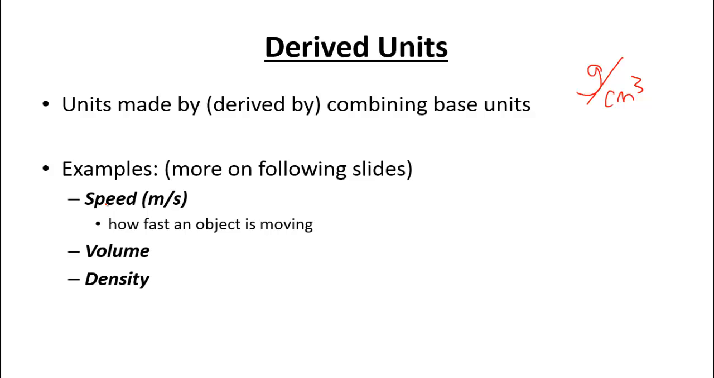Couple examples now. So we got speed. Speed is on the next page here. Is meters per second. It's a very common speed. It's length divided by time. Combine those two base units. And speed is how fast an object can move.